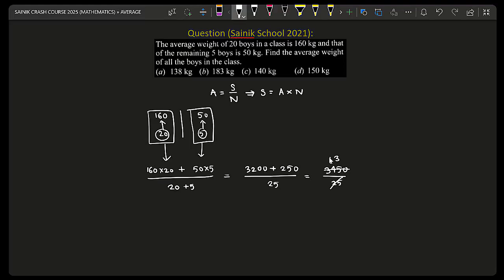20. Add 0 at the end. 20 plus 0, that is 200. Now 25 table 200. 200 is which multiple of 25? Sir, 8th multiple. Yes. So I think you got the answer now. The average of the whole class is how much? Sir, 138 kilograms. Which option?